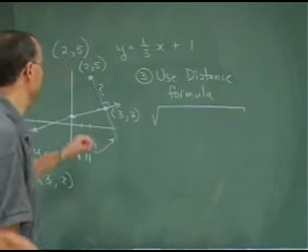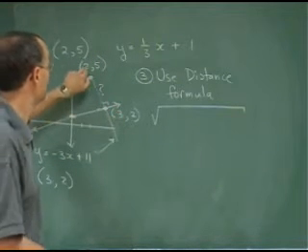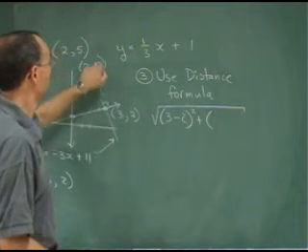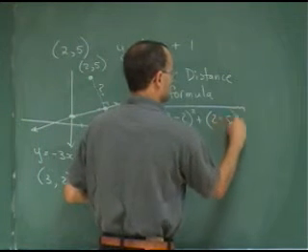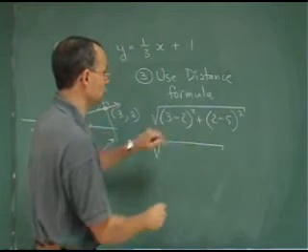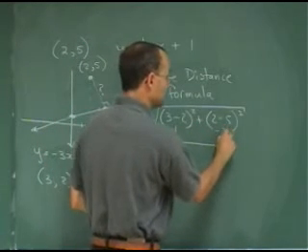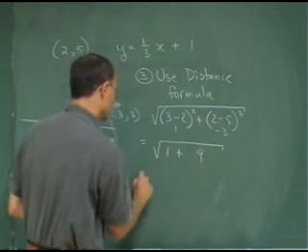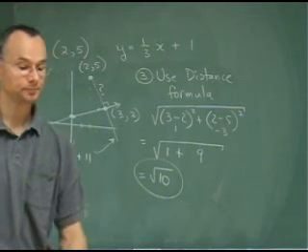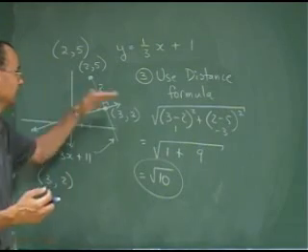It's going to look like this. We're going to have the square root of the x's subtracted, and it doesn't really matter about the order. I'm going to go 3 minus 2 squared and 2 minus 5 squared, and just simplify that. Now, 3 minus 2 is 1. 1 squared is 1. Here we have negative 3, and negative 3 squared is 9. So the answer is the square root of 10. Okay, that's all there is to that. So between a point and a line, nothing.